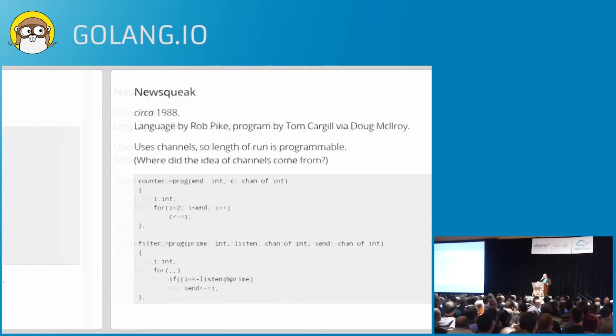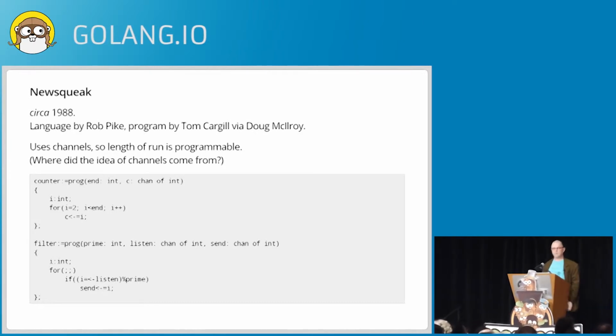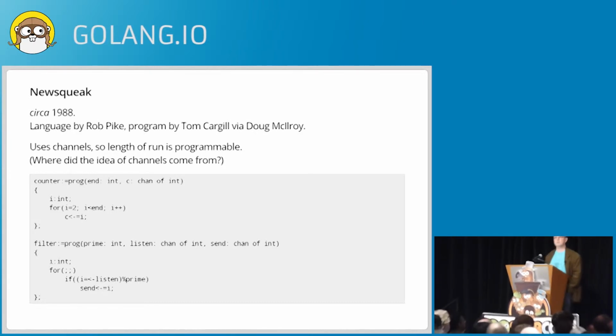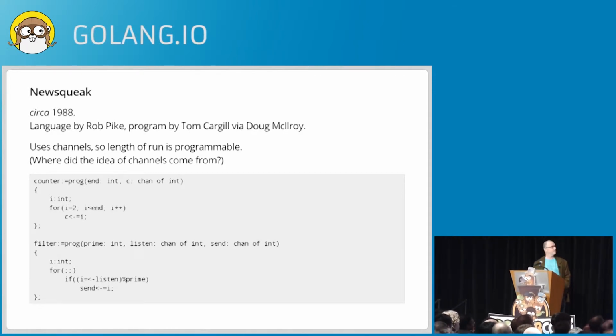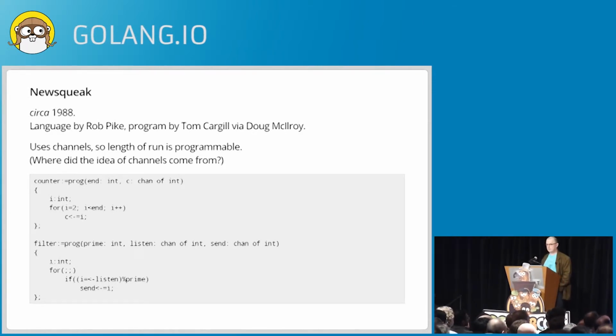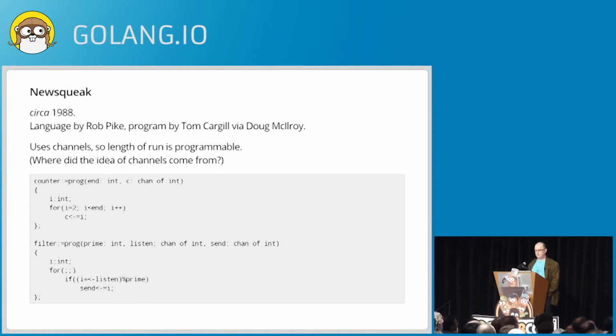So about 10 years later, I had been futzing around with some of these ideas for a while and decided I wanted to play with them for real. And so I wrote a little toy language called Squeak. And Tom Cargill wrote the prime sieve in Squeak first. I think he credited Doug McIlroy for it, but it's a longer story than that.